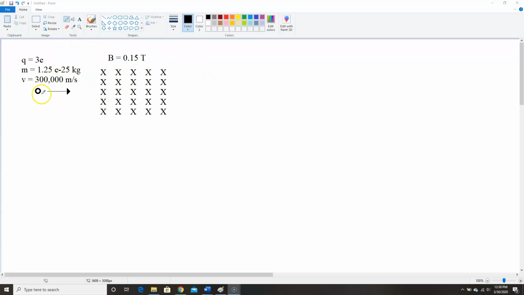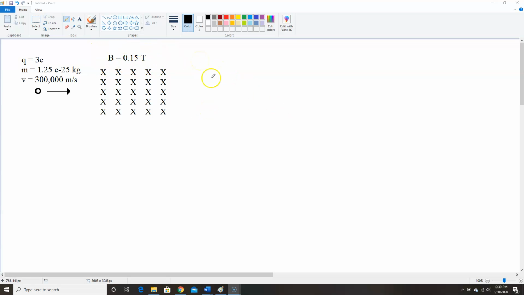So what we have is a charge. Its charge is 3e, and it's given a mass and a velocity. It enters this magnetic field. X's denote that the magnetic field is going into the page, and dots denote that it's coming out of the page. So this particular magnetic field is going into the page, and it's 0.15 Teslas.